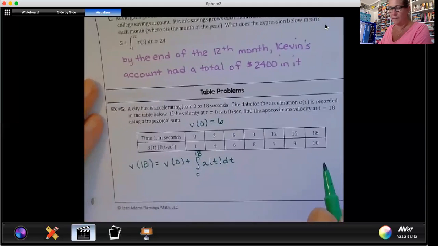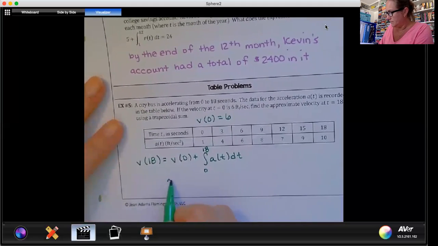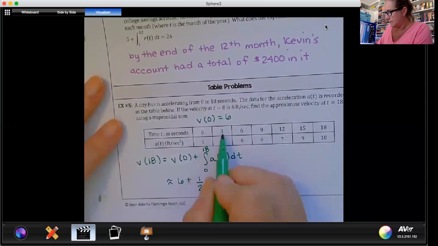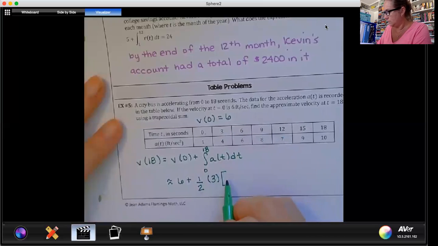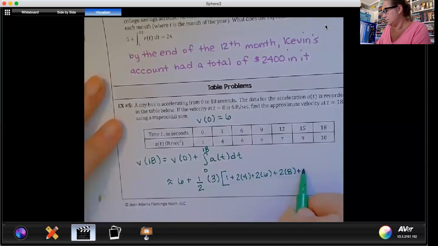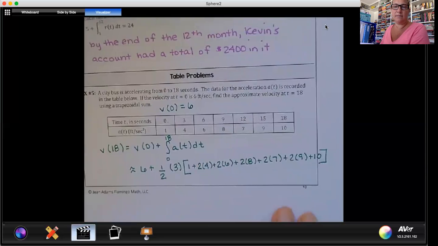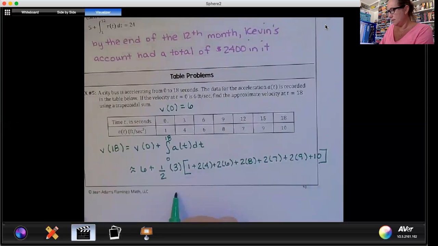We're going to use a trapezoidal sum. v of 0 is 6 plus 1/2 times change in t of 3 trapezoidal sum. So 1 plus 2 times 4 plus 2 times 6 plus 2 times 8 plus 2 times 7 plus 2 times 9 plus 10. Remember, in that trapezoidal rule, everything is multiplied by 2 except the first and the last. So using your calculator, you should get 124.5 feet per second.